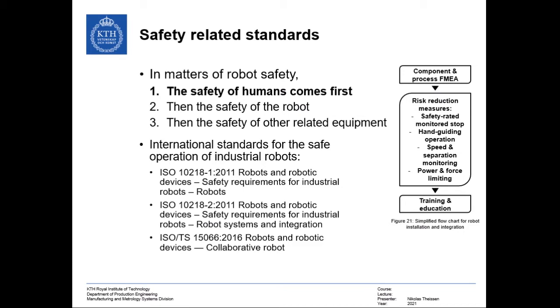Then there's ISO 10218-2, which is about robotic devices, safety requirements for industrial robots, and systems integration. Those are more important for the people that intend to apply robots, because it deals with the commissioning, maintenance, repair, safety distances, and hazard identification, where, for example, in figure 21 on the right-hand side, you can see a simplified short flow chart on how to use failure modes and effects analysis, use the hazard for the safe operation of industrial manipulators. Then there are additional standards like the 15066, which defines robots and robotic devices for collaborative robots.